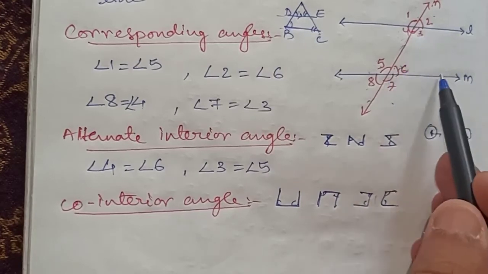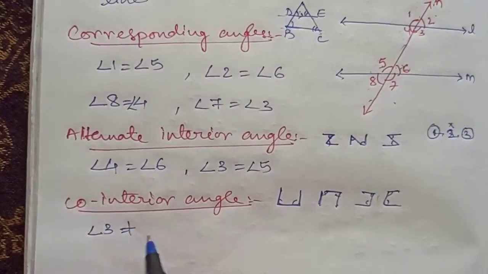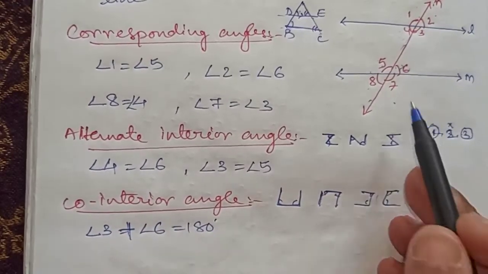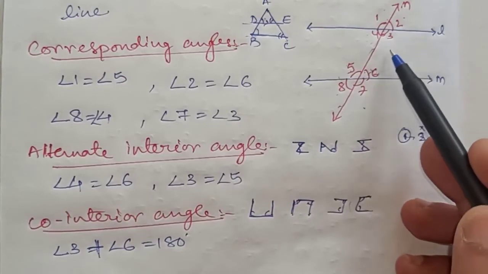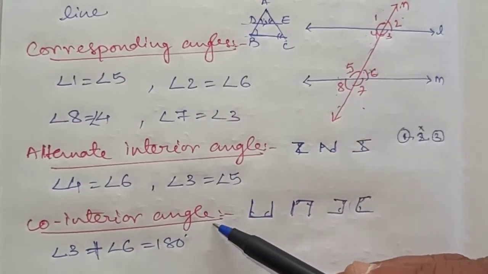So angle 3 plus angle 6 is 180 degrees. These angles are not equal, but when we add them, we should get 180 degrees. So by adding these two angles, we will get 180 degrees. The sum of two co-interior angles is 180 degrees.